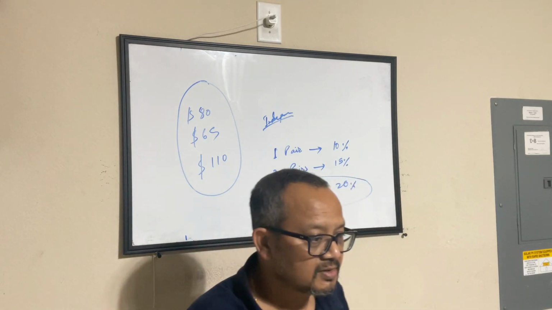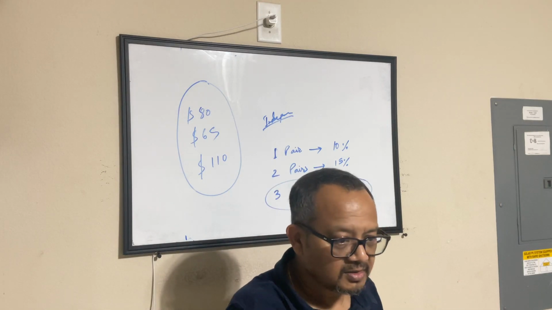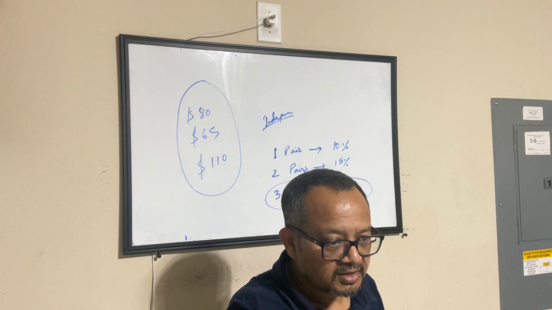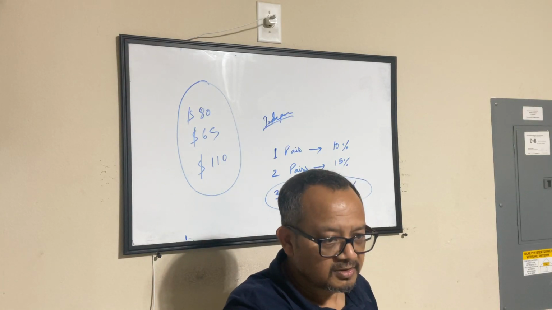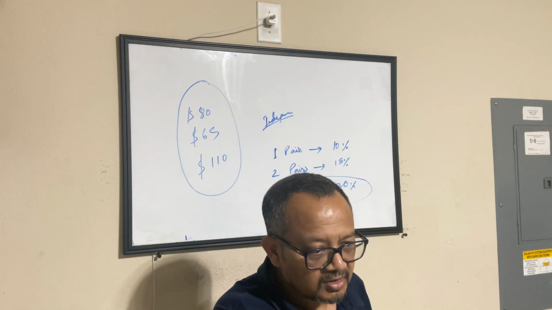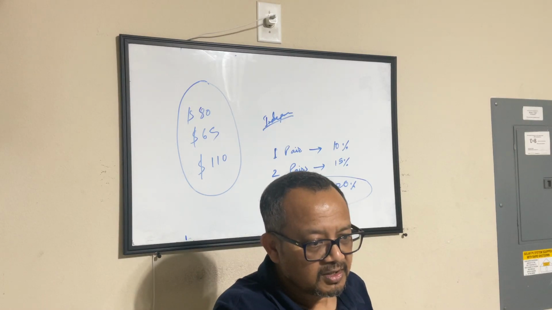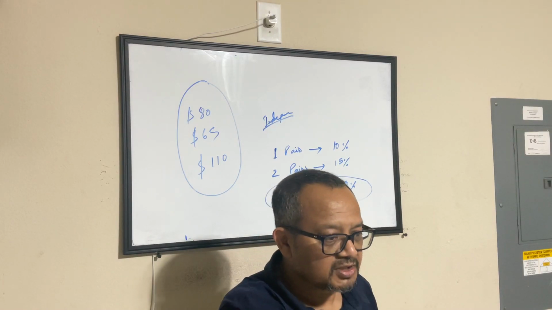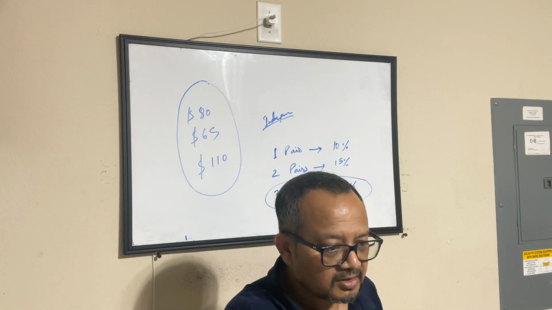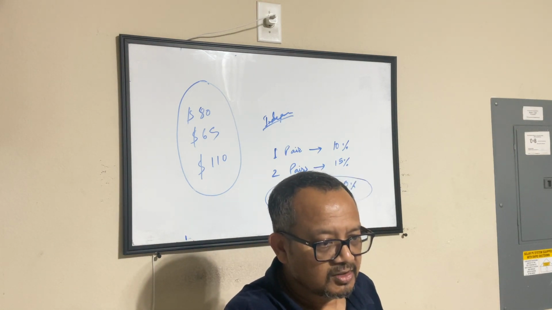Vibhuvan: I got 204. Okay. How about you, Pranav? I got 204. Okay. How about you, Dikshita? I got 204. Okay.